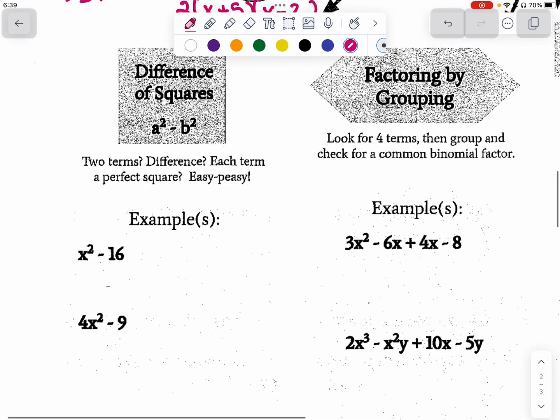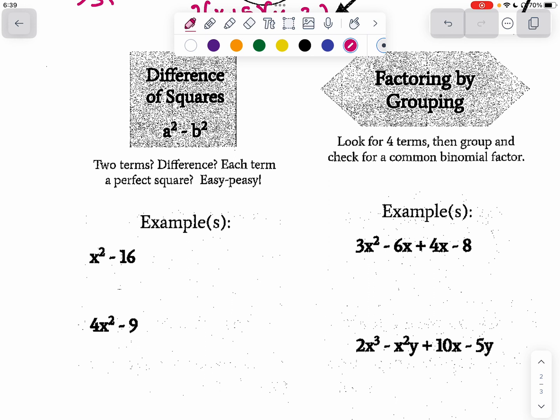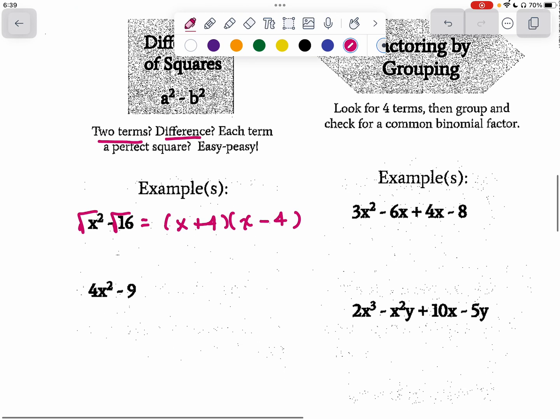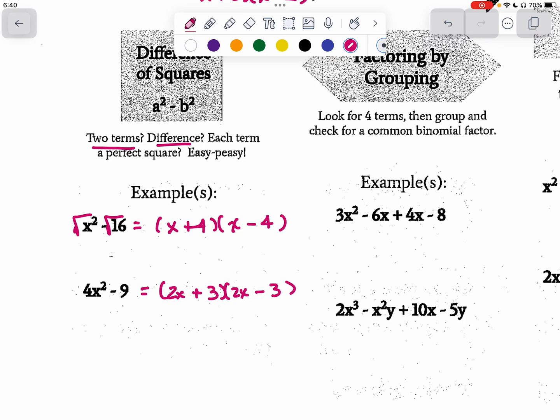So one of the methods we learned was difference of squares. It's one of the easiest ones, but for some reason students struggle with it. If you have two terms and they're subtracted and each term is a perfect square, then it's the product of the sum and the difference of the square root of each one: x plus 4, x minus 4. Same thing here. We've got two terms that are a difference, and they're both perfect squares, so it's the product of the sum and the difference of the square roots of each term: 2x plus 3, 2x minus 3.